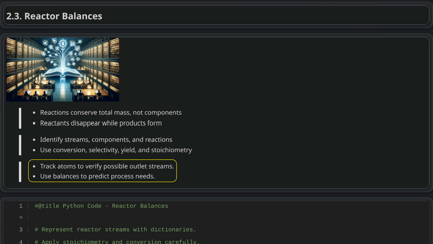Reactor balances are based on conserving atoms. Every atom entering the reactor must appear somewhere in the outputs, whether in products, unreacted materials, byproducts, waste, or emissions. This helps check whether a proposed process is realistic, since a product cannot contain an element that was never supplied. These balances are essential for estimating raw material needs, product yields, and environmental outputs, linking chemical reactions to practical process design.